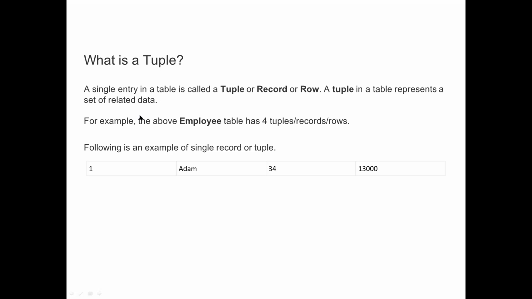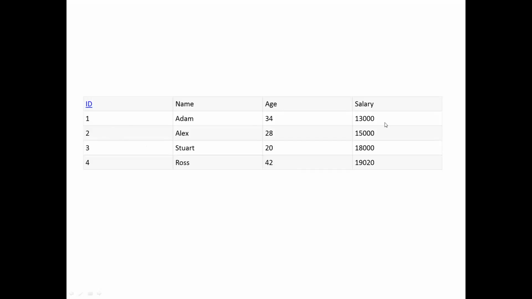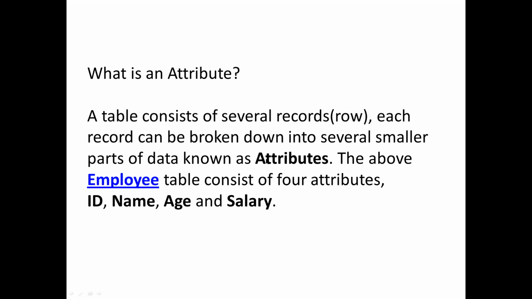A tuple in a table represents a set of related data. For example, the above employee table has 4 tuples or rows or records. So a single one can be a single record or tuple. Of this, we can take out this one. This is a tuple. This alone, all this alone, is an individual. Rows are called tuples.